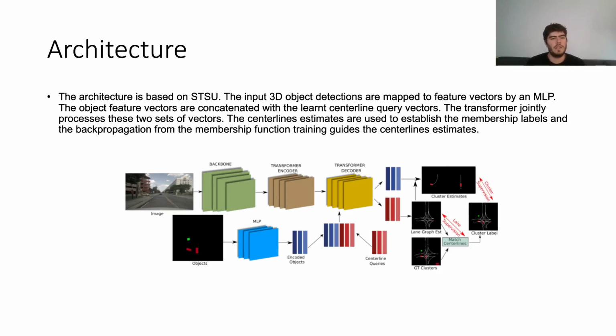The architecture is based on STSU, which is itself based on Deformable DETR. The image is fed to a deep backbone CNN, and the objects are fed through an MLP to obtain the feature vectors. Then these feature vectors are jointly processed by a transformer. For each object's resulting vector, it estimates a probability distribution over the estimated center lines, which is essentially the Z membership function we talked about. Then we can create a loss over this and optimize the method to actually learn to cluster the objects around these estimated center lines.